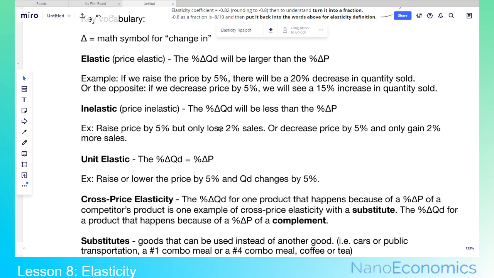And that's where the quantity demanded percentage change is going to be less than the percentage change in price. So for an example, if we raise the price by 5%, but we only lose 2% of our sales, then from a business decision perspective, we're going to end up better off. If we decrease the price by 5% and only gain 2% more sales, then we're really not going to want to make that decision, because we're going to end up actually losing money in the long run.